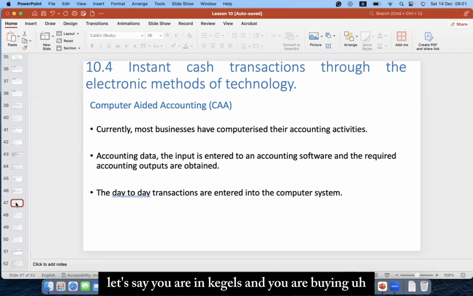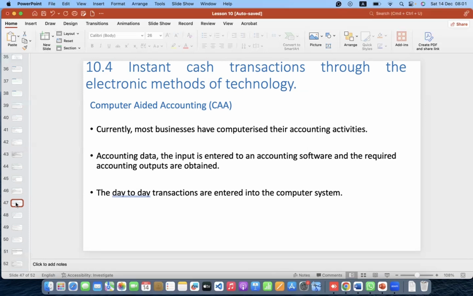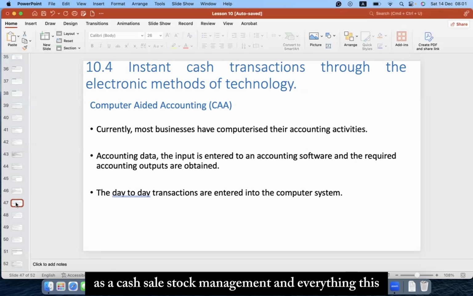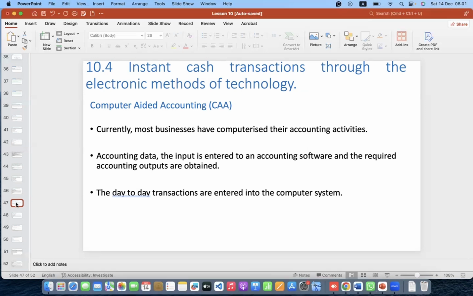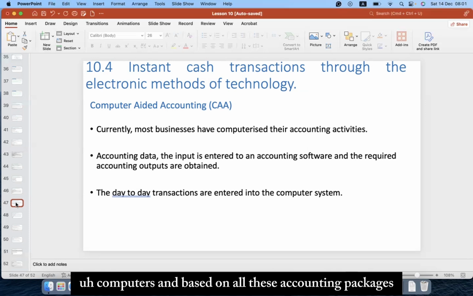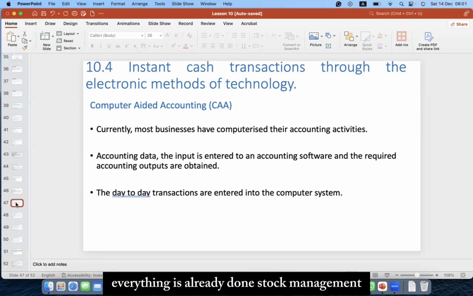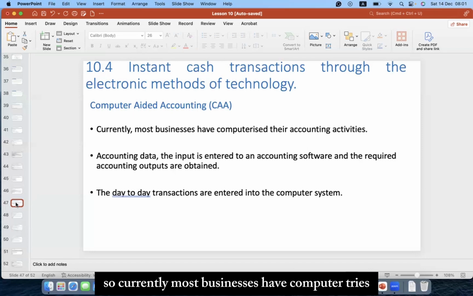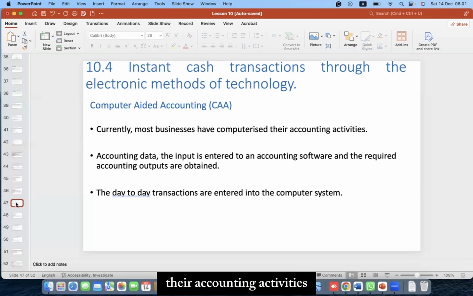Now let's say you are in Keells and you are buying a packet of milk powder. These things are recorded accordingly as a cash sale, stock management, and everything. They are recorded and done based on computers and accounting packages. Stock management, accounting management, and working capital cycle management, all of that is happening with computer-aided accounting. So currently, most businesses have computerized their accounting activities.